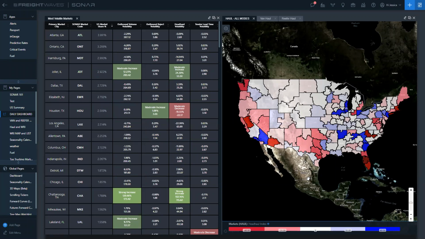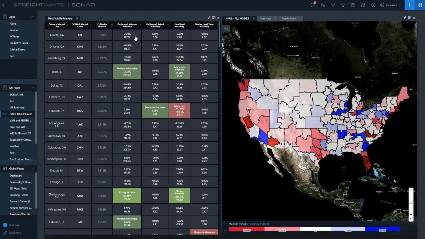On the left-hand side is our most volatile markets widget. This is great because volatility is where you can make or break yourself in this industry. On the left-hand side are all of our markets, our 135 markets, which is also all of these little squiggle markets. I have them sorted by market share. So the Atlanta market is almost 4% of all freight moving in the country. We measure 4 data sets: outbound volume, outbound rejection, head haul, and tender lead time.